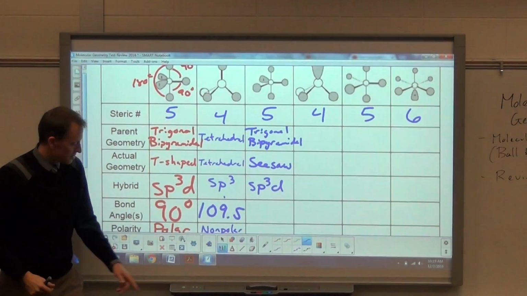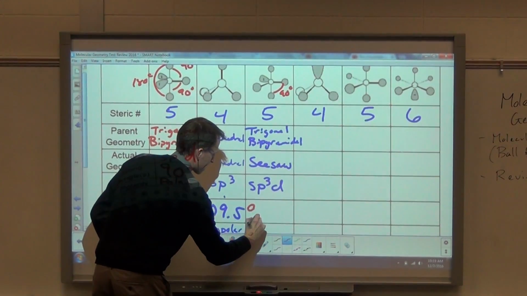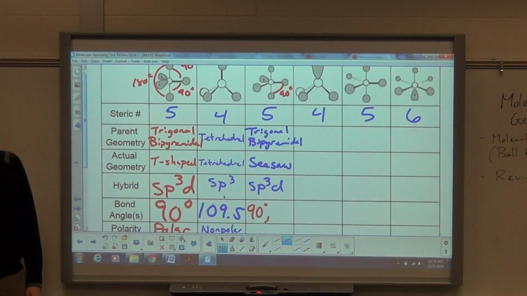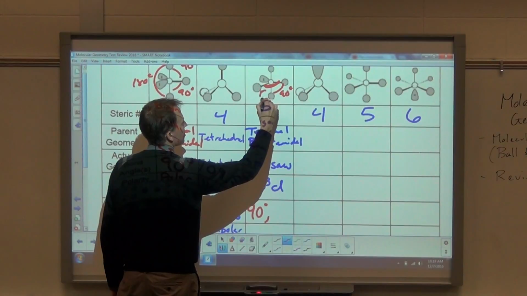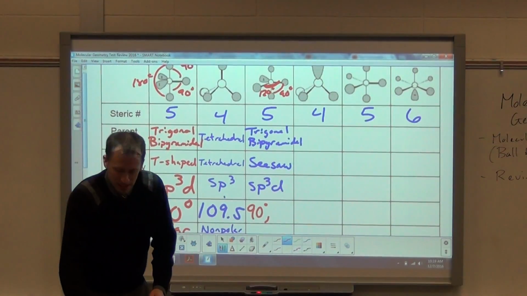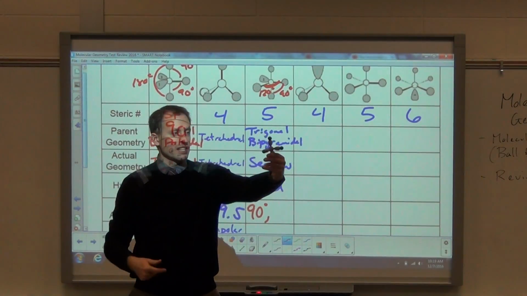Here's the difference. This is still 90. Is there a 120? There is. On this triangle right here, that's a 120. I'm drawing it right on there so you can see where that is. If I had this shape, this is what I'm looking at right now. There is a 120 on that triangle.